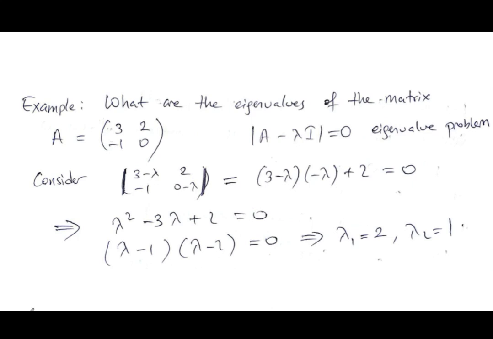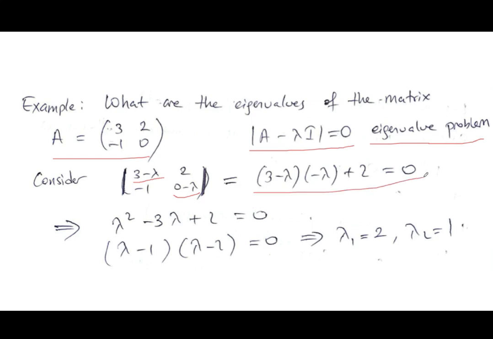Here we have another example. Now, what are the eigenvalues for this matrix given as A? And we know that for the eigenvalue problem, we should solve this equation, which is the determinant of A minus lambda times the identity matrix. And if you subtract this lambda, so we get 3 minus lambda, 0 minus lambda, and then take the determinant. So you have this quadratic equation.